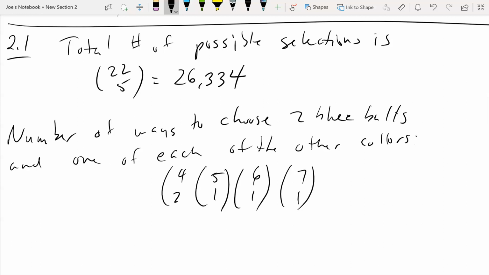4 choose 2? Good. Yes, it is 6. Just writing it as a formula. That would be what it is, right? Just as a formula, correct? And again, we can think of this as multiplication principles. We can think of this as tasks.